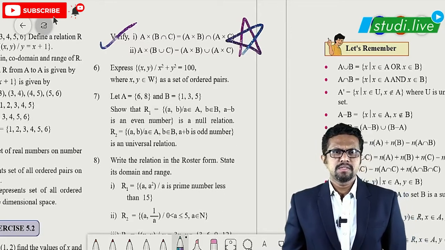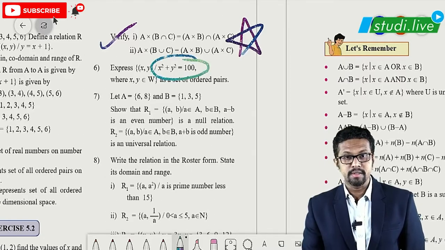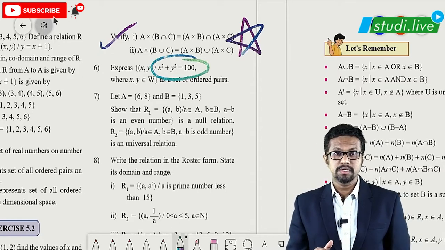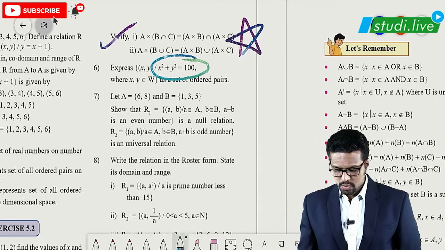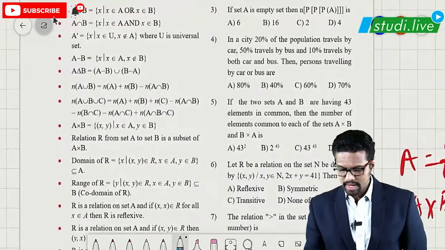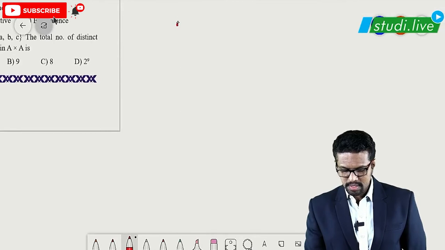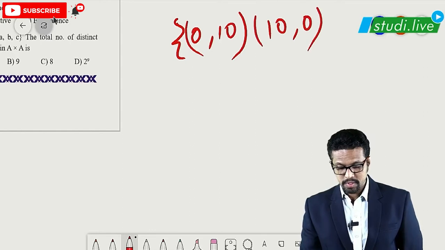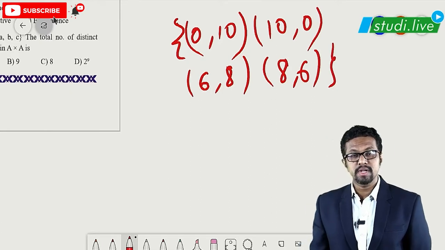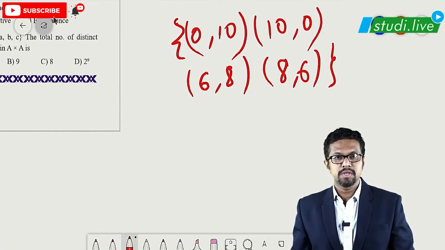Next is finding the relations in question number 6. You can see x comma y, x square plus y square equal to 100. What are the elements in whole numbers for which the sum of the squares will be equal to 100? Obviously one possible answer is 0 comma 10. 10 comma 0 is also possible. Next is 6 comma 8, and there is 8 comma 6. So these are the elements that we will have in this relation: 0 comma 10, 10 comma 0, 6 comma 8, 8 comma 6.